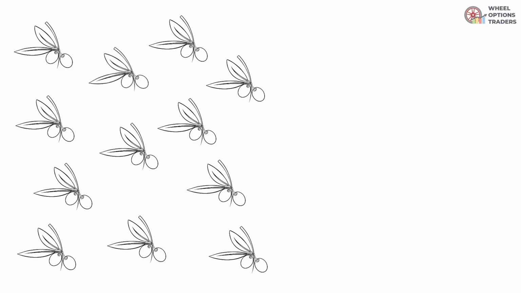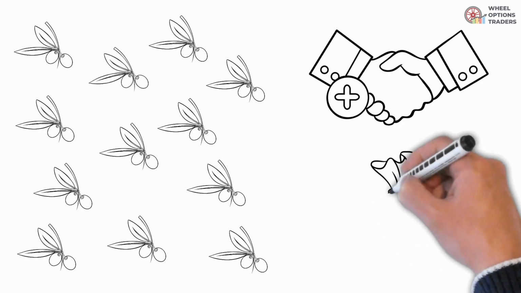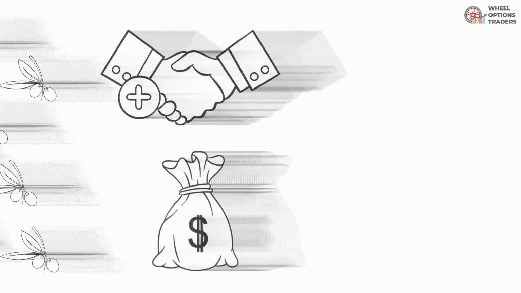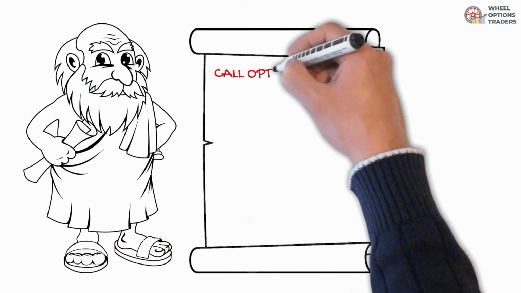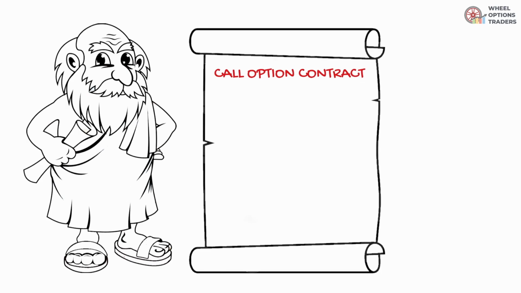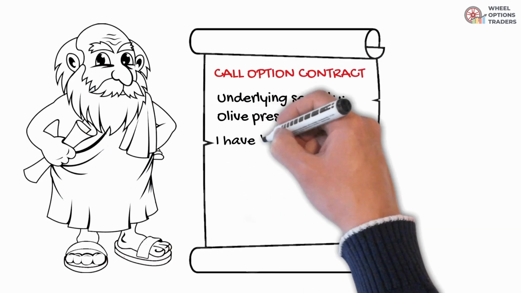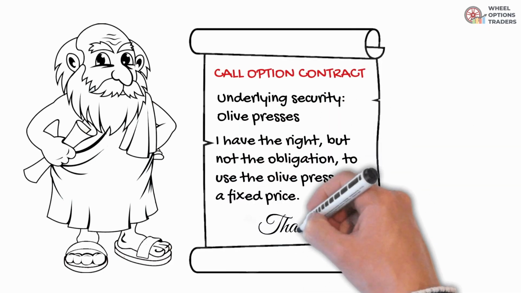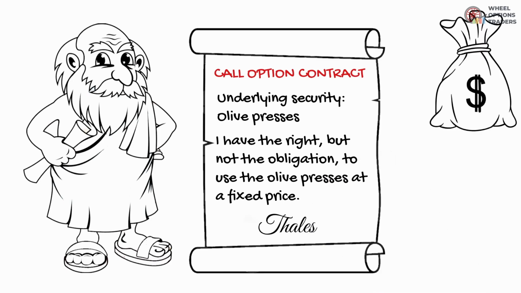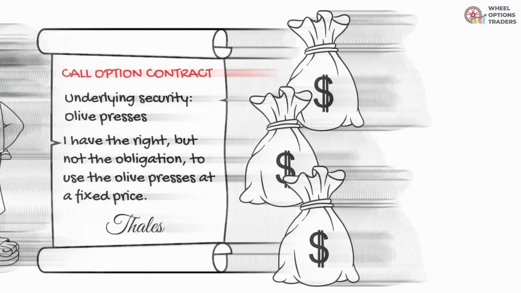So he resold the rights to the olive presses to those who needed them, and he made a really good profit. By doing this, Thales had effectively created the first call option, and he used the olive presses as his underlying security. He had paid out for the right, not the obligation, to use the olive presses at a fixed price, and was able then to exercise his options for a sizable profit. This is the basic principle for how all call options work today.